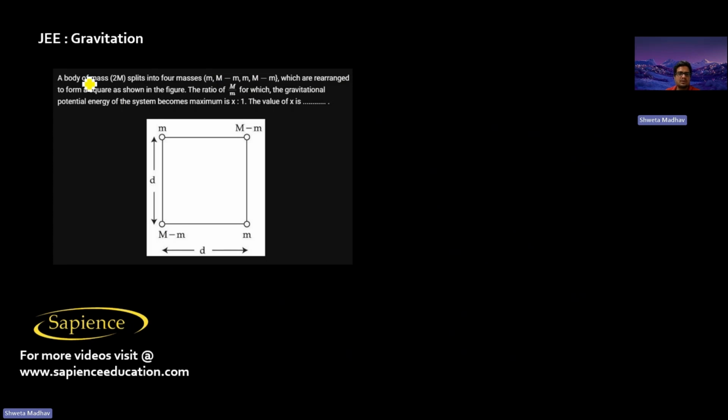And here it is told, a body of mass 2M splits into 4 masses: m, M minus m, m, and M minus m, which are rearranged to form a square as shown. The ratio of M by m for which the gravitational potential energy of the system becomes maximum is x.